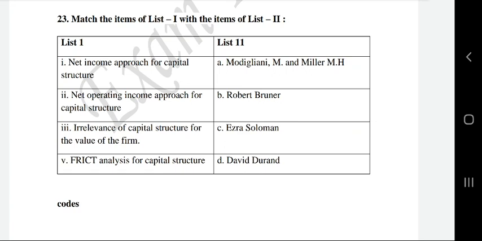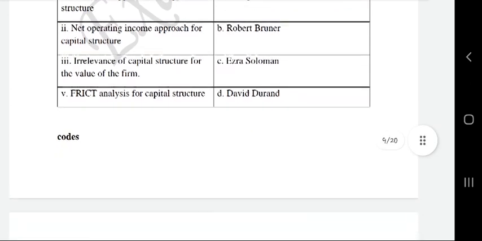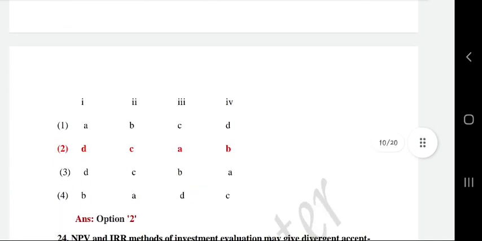Net income approach for capital structure, net operating income approach for capital structure, irrelevance of capital structure for the value of firm, FRICT analysis for capital structure. Here the answer is option 2, DCAB.